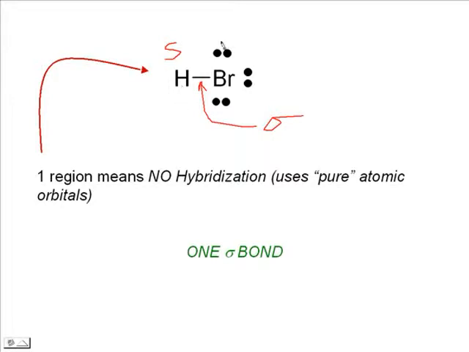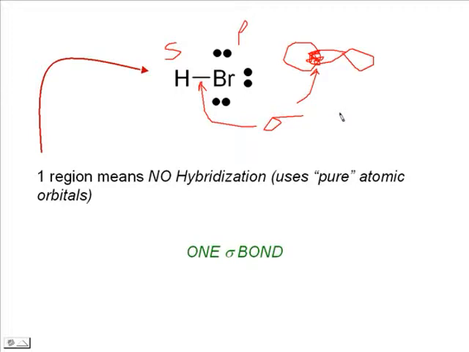You'd have an s orbital for that hydrogen, and then you would have a p orbital for the bromine. So if I try to draw this, you would have the p orbital from the bromine directly head-on overlap with the s orbital from the hydrogen. That would be the sigma overlap that is occurring between the hydrogen and the bromine.